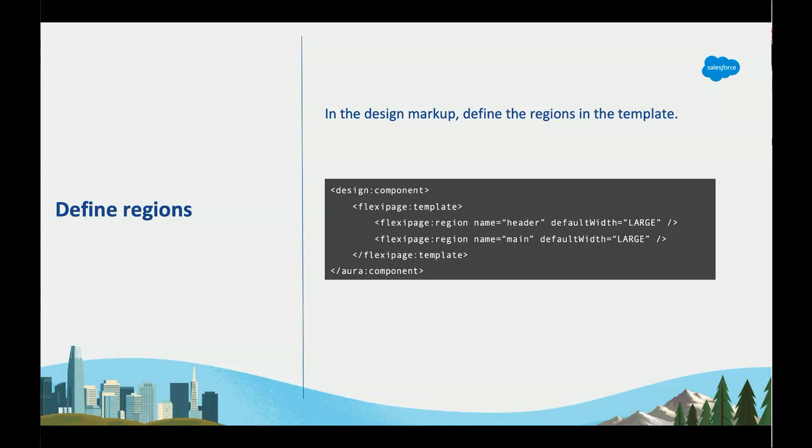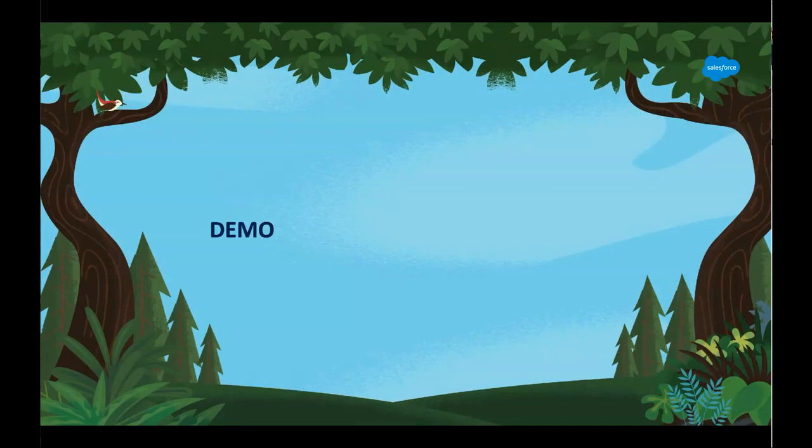And finally, I'm going to add the attribute default width, and I'm going to specify it with the value large. And this is the way we pass in the value of the size of the regions to the FlexiPage region info component that Adeep talked about a few slides back. And again, the values are going to be small, medium, large, and extra large. So now that we have covered the basics of how to build a template, let's go ahead and take a look at a demo.